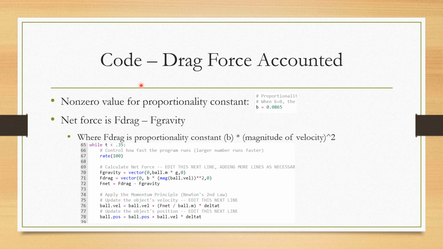And then this is the drag-force-accounted model. The key thing was at the top of the code, I added a non-zero value for the proportionality constant here. And then the net force turns out to be the drag force minus the force of gravity, because drag is opposite to the direction of velocity, which is down. So that is a positive y direction force, and gravity is a negative y direction force.